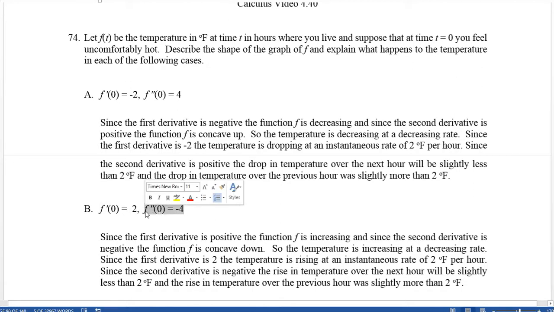What about the second derivative? The second derivative is negative, so that says that the derivative is decreasing and the original function is concave down. So the function f is increasing, but in a concave down manner. We can expect it to go up about 2 degrees in the next hour, but the next hour after that will be a little bit less than 2 degrees of increase.